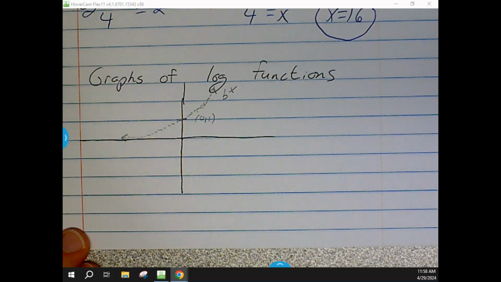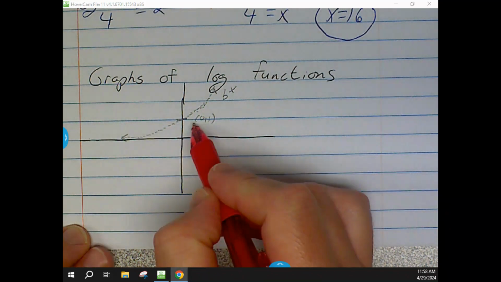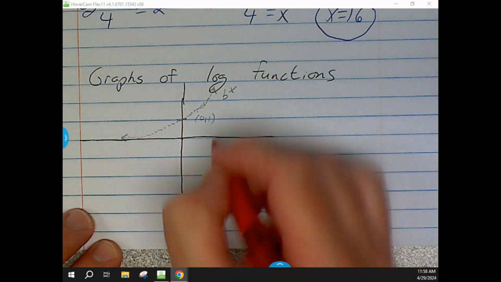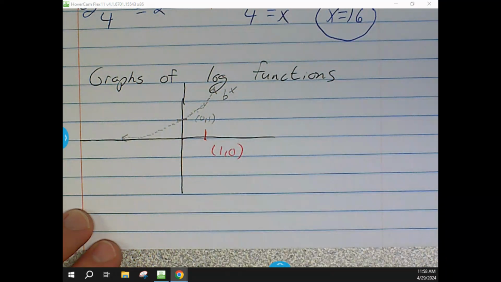Okay, but we said that for doing log functions, we're going to switch x and y. So now we're going to do this. So instead of being at the point 0, 1, we're going to switch x and y. Now we're going to be at the point 1, 0.